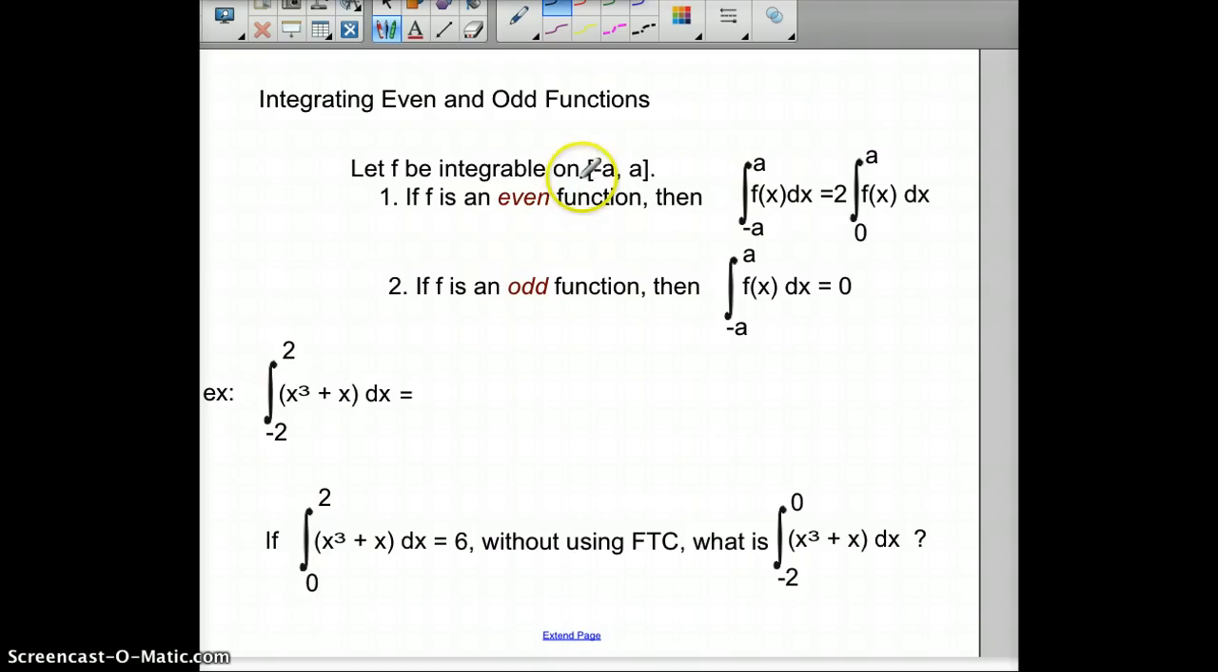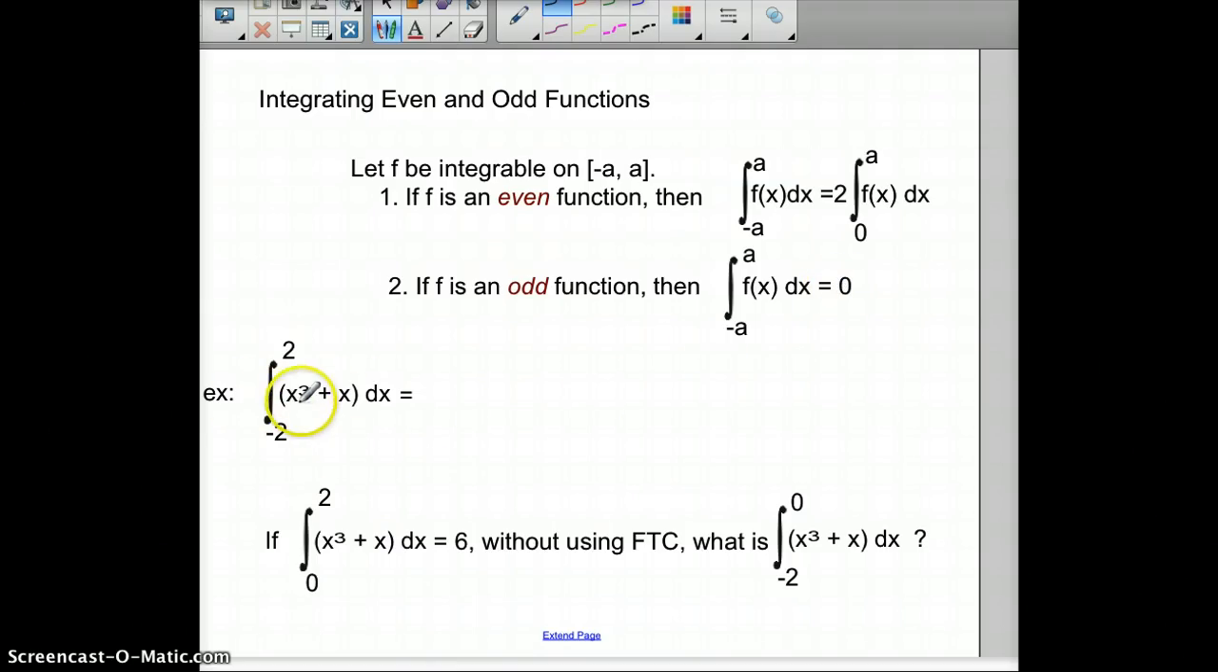So here's the mathematical notation for all of what I just said. If f is integrable on the interval from negative a to a, so we're going equal distance from the left and the right of the x-axis, and f's an even function, then the integral from negative a to a of that even function is just the same as doing the integral from 0 to a and then doubling the answer, so times 2. If it's an odd function, then the integral from negative a to a of that odd function will be 0 because the two pieces will add up to 0.